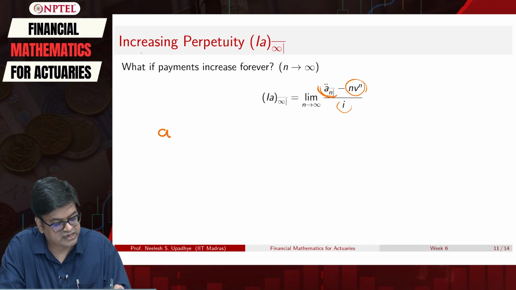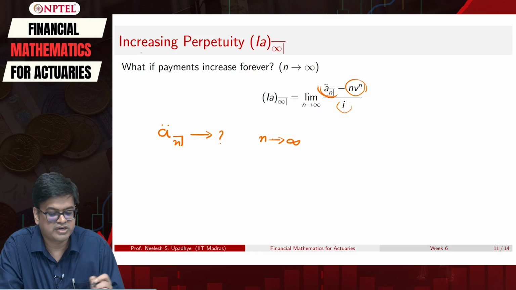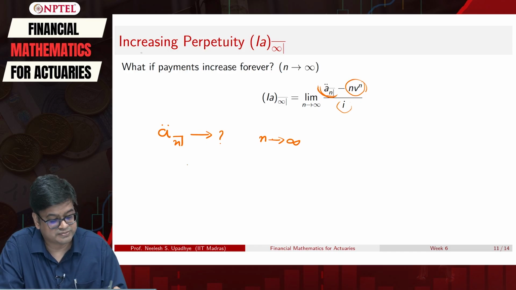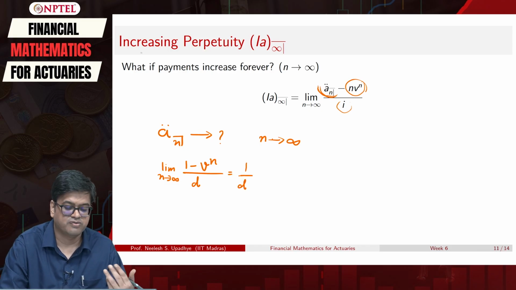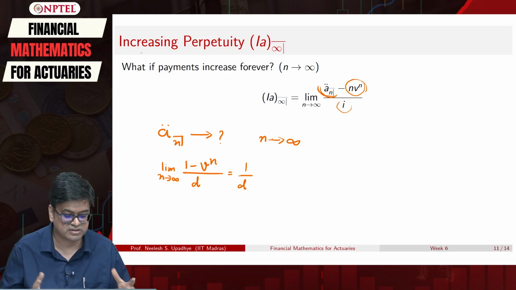What was A double dot n tending to when n was tending to infinity? We already know the answer, right. So, we had something like 1 minus v raised to n upon d, and then we took the limit as n tending to infinity of that. So, this should naturally converge to 1 by d, right. We already know that, okay. So, that should resolve the problem.